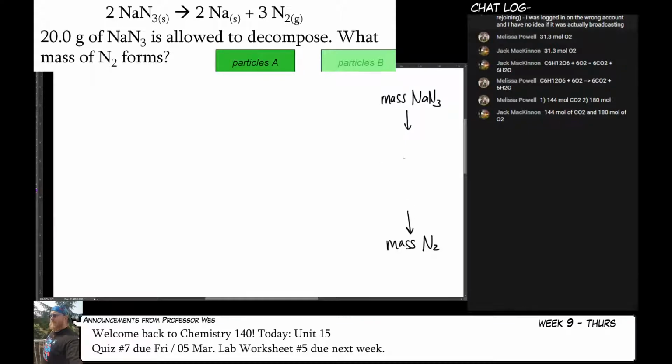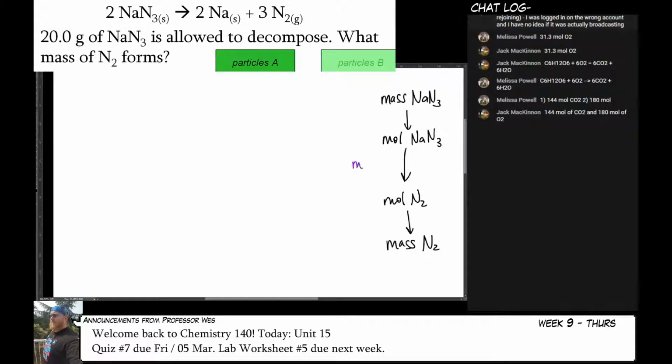So the first step that we're going to do is we're just going to turn both of these into moles. So moles sodium azide, and moles N2. And then finally, we'll link these together using the mole-to-mole ratio in the equation. What is that mole-to-mole ratio?